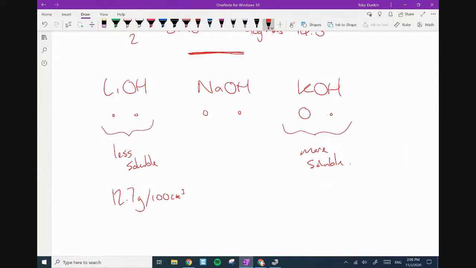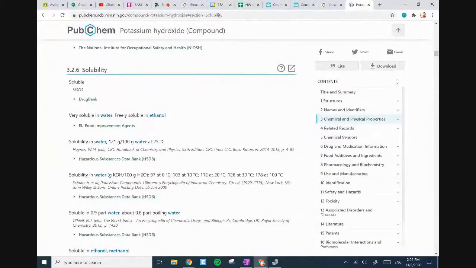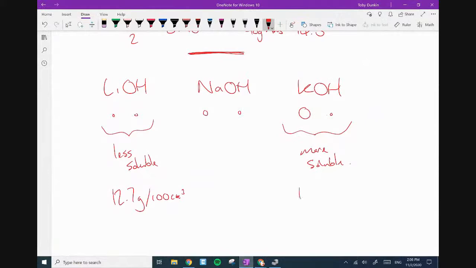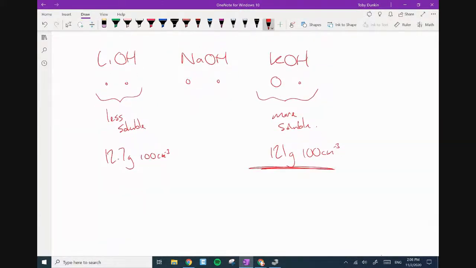100 and what? Holy mackerel. 121 grams. Wow, that's insane. 121 grams per 100 centimeters cubed of water. I should be doing this at A-level standard, by the way. Just turn it into the minus. There you go. Get rid of the slash. Better. Wow, that's insane.